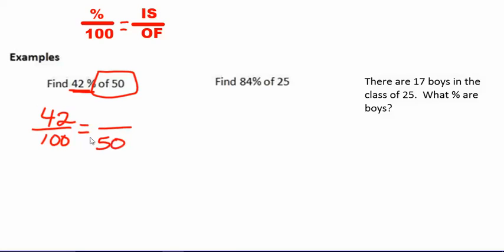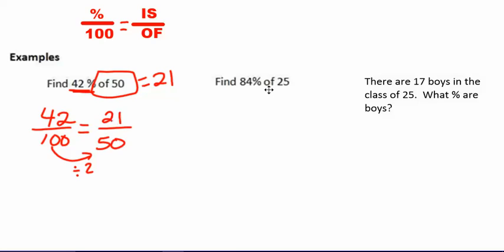Okay, so now we just have an equal ratio. So how did I go from 100 to 50? I got smaller, so that means I'm dividing. So this time I am dividing by 2. So if I divide the top by 2, I get 21. So my answer is 21. Not 21 over 50, it's just 21.